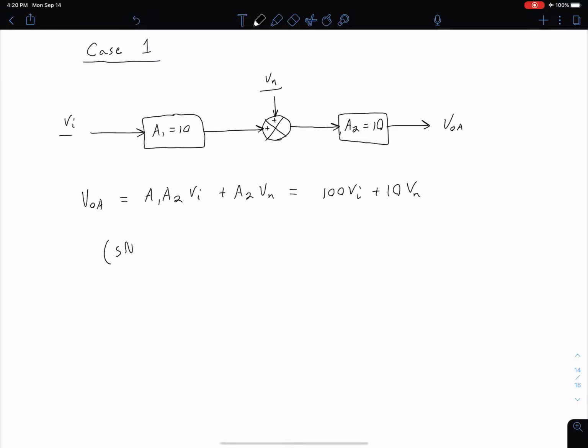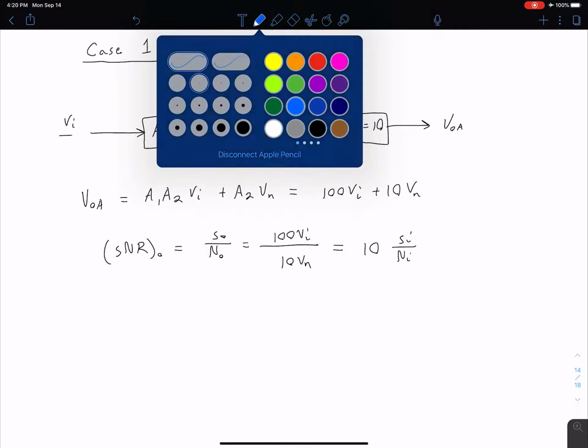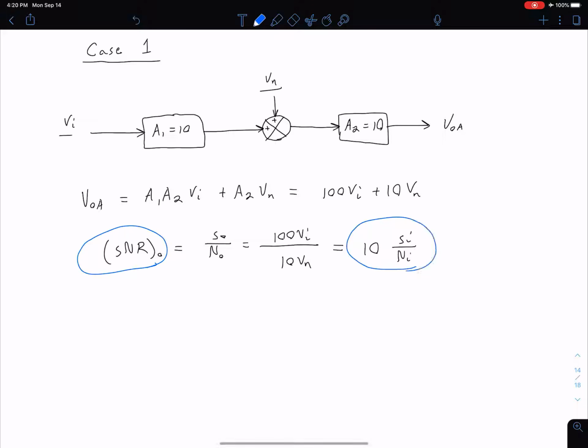Now if we're looking at our signal-to-noise ratio of our output, we have our output signal divided by our noise in the output. That is going to be 100 times Vi, that is our signal, and then 10 Vn is our noise component. So our signal-to-noise ratio is then 10 times our input signal divided by our input noise. So we have 10 times Si. Ideally we want this number to be higher because that indicates that our signal is much stronger than our noise. So 10, not too bad.